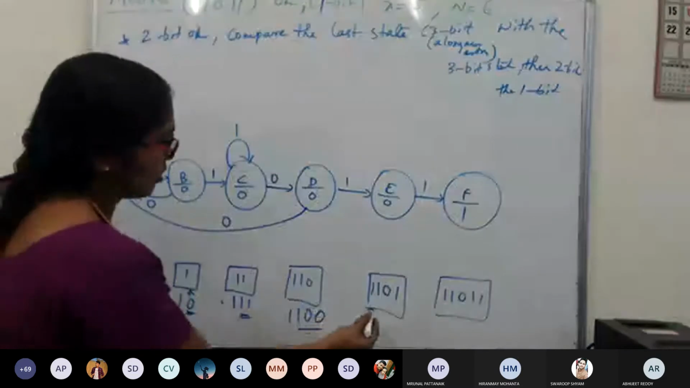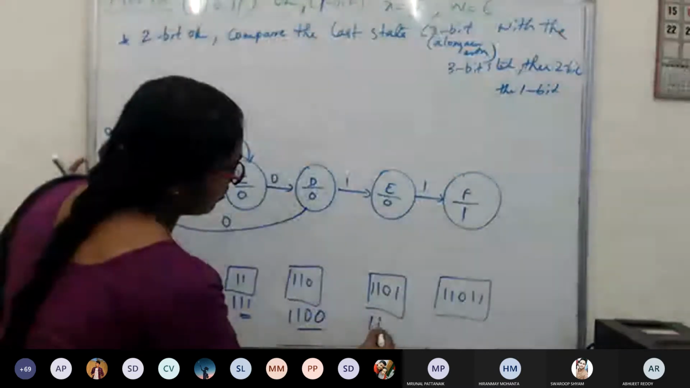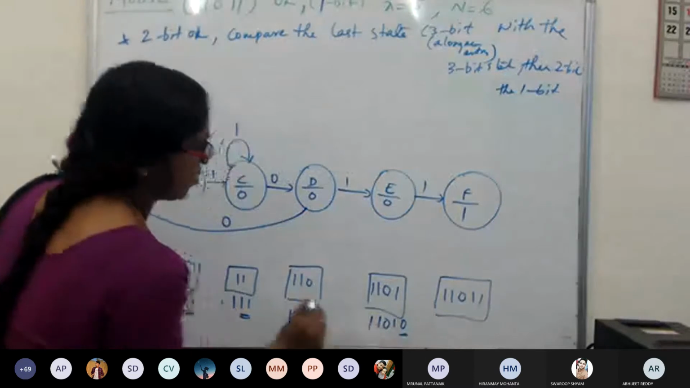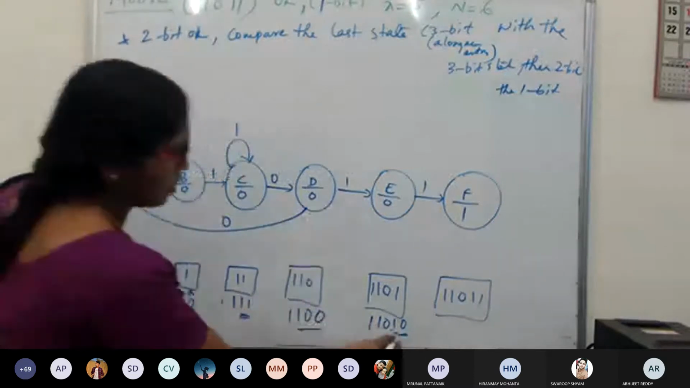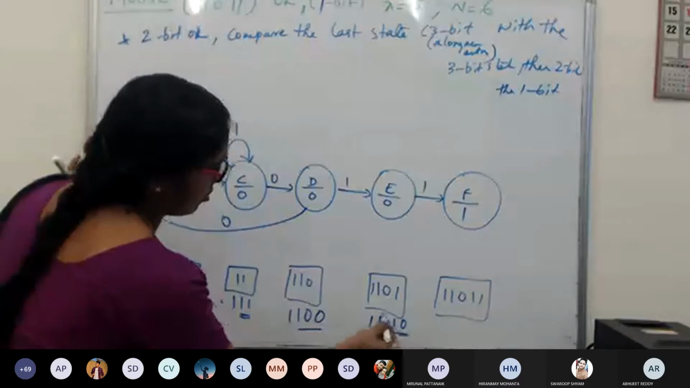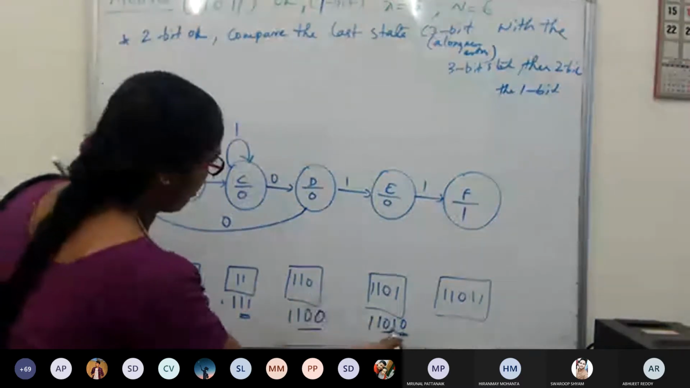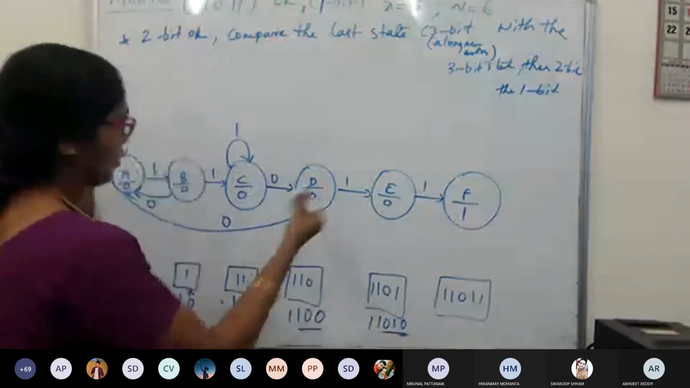Right. So E 1, 0 comes, what it has to do? 1 0 1 0. No match. 0 1 0, no match. 1 0, no match. No match.